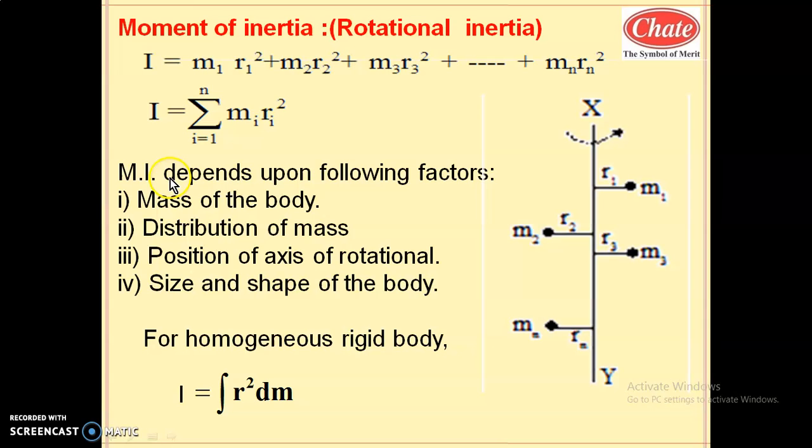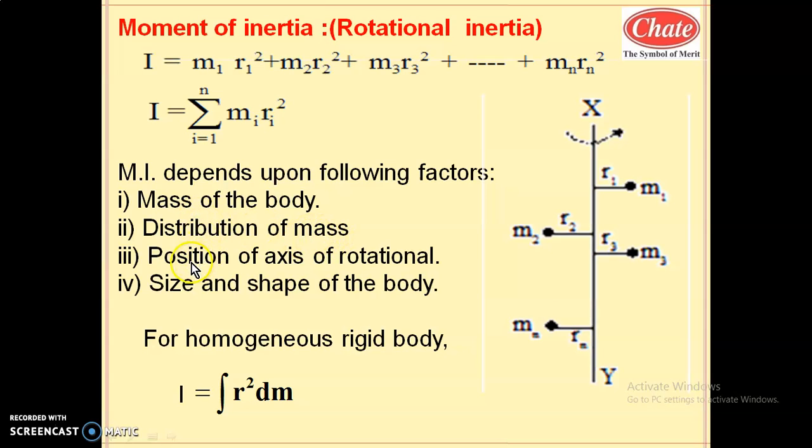It is represented by the summation symbol: I equals summation of i equal to 1 to n, mi ri square. Moment of inertia depends upon the following factors. One is the mass of the body, and second is the distribution of mass. If the distribution is wider from the axis of rotation, then this term increases, so moment of inertia increases. If the distribution is closer to the axis of rotation, then this term decreases, so moment of inertia decreases. If mass increases, moment of inertia increases. So moment of inertia depends upon the mass of the body and the distribution of mass.